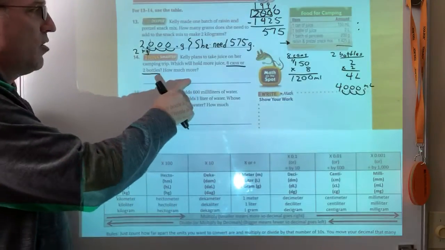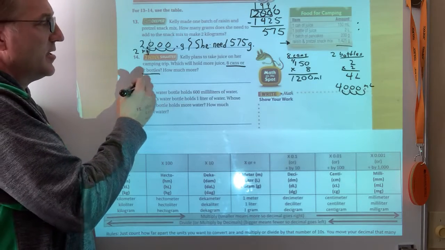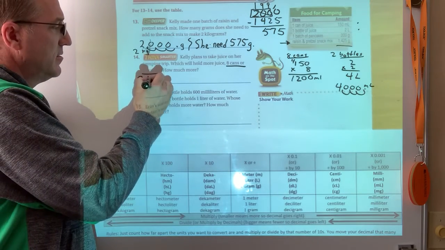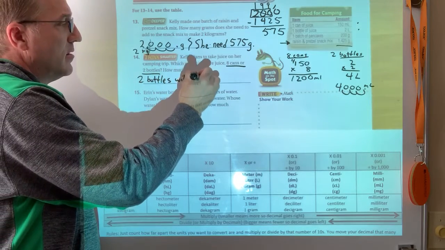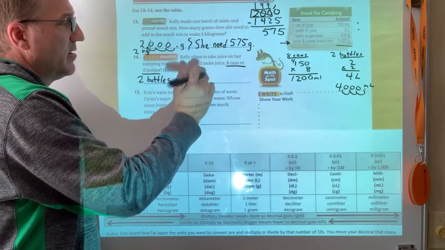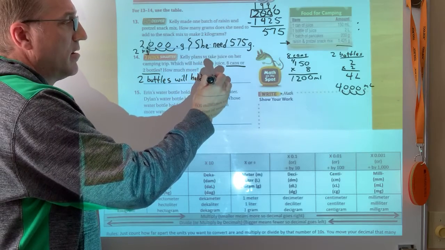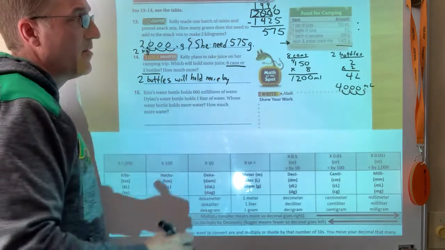So which will hold more juice? 2 bottles will hold more. Whoops, I put a B there. Hold more by, and then let's figure it out.